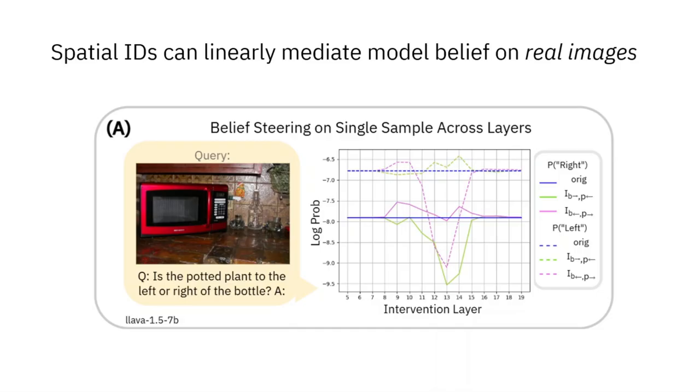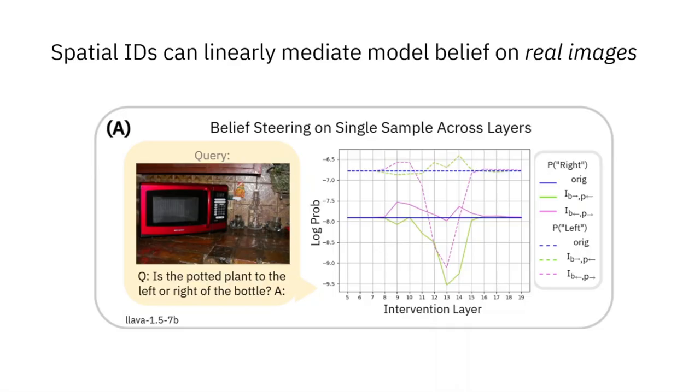Now that we have extracted these spatial IDs with synthetic images, steering on real images is pretty easy to do. In this specific example, we have this image of a potted plant and a bottle. The dotted blue line shows the model's original likelihood of saying left, and the solid blue line shows its likelihood of saying right. If we add a rightward spatial ID on the plant word token, and a leftward spatial ID on the bottle token, somewhere between layers 10 and 15, we can see that the likelihood of the model predicting left goes drastically down.